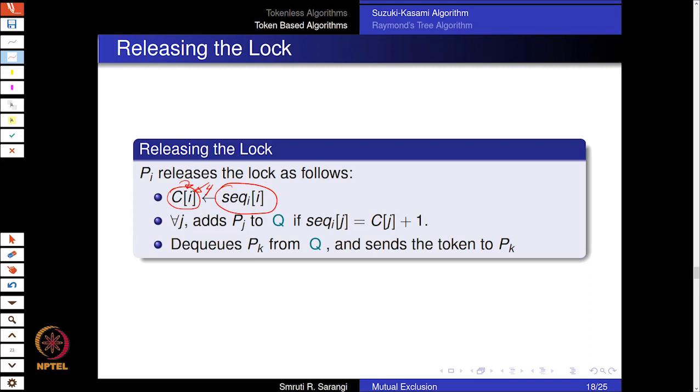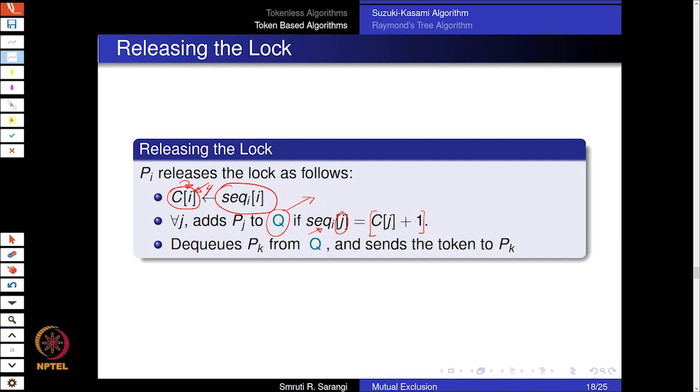Furthermore, for all j, it adds process j to Q, which is the queue within the token, as long as sec ij, which means that in i's vector clock, it looks at the jth entry, is equal to cj plus 1. This means it is aware of the fact that some other process j has already acquired the lock cj times, but it is desirous of accessing it once more. And let's say it gets to know that because messages are being sent around, so j maybe sent some message to k and then k sent it to i, so that's all right.